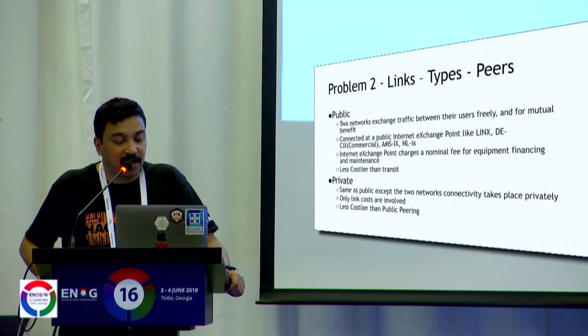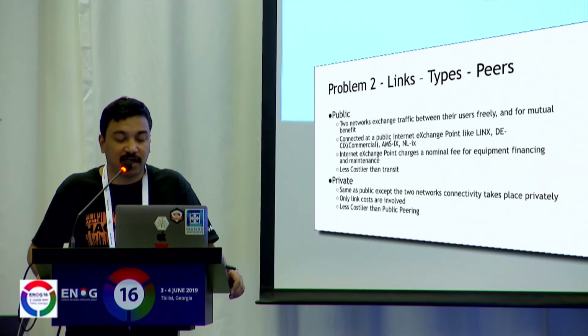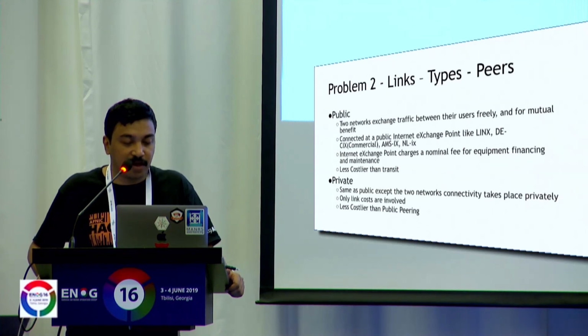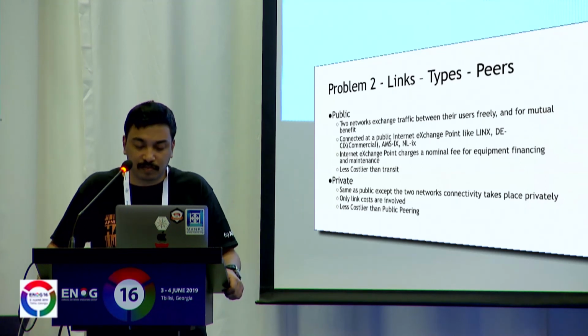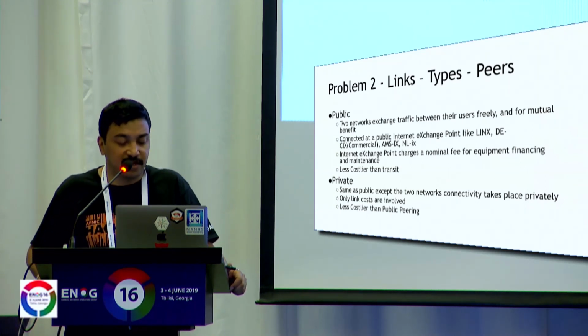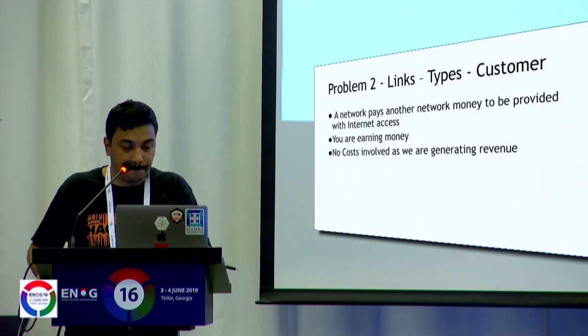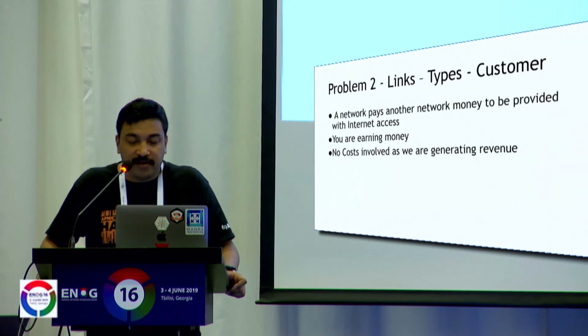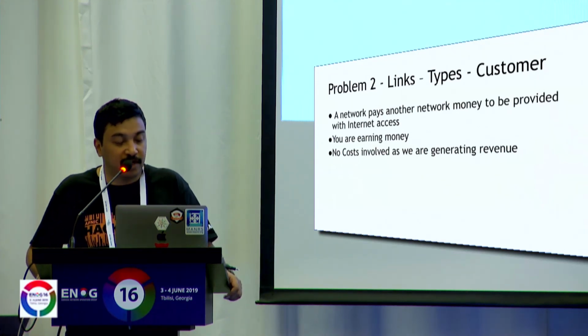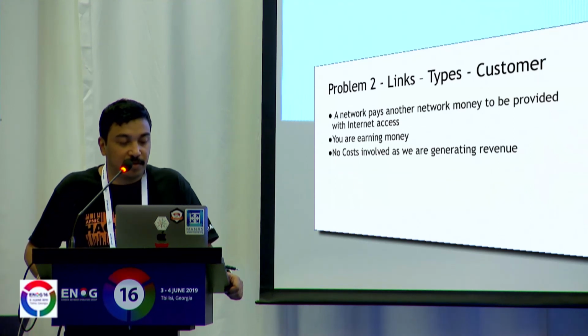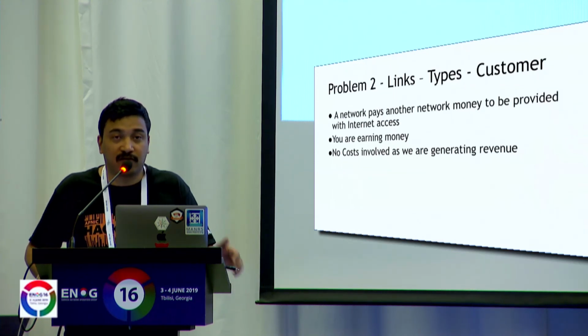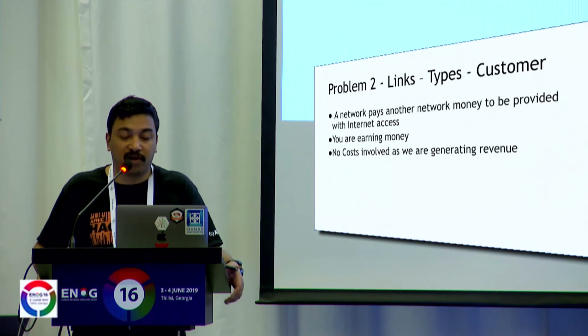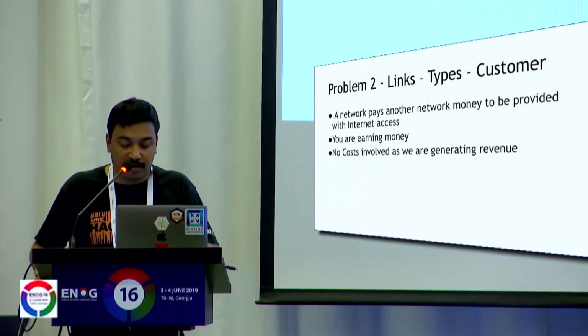Private peering is the same as public, except only two specific networks connect with each other, and it takes place privately, so only the link costs are involved. It is much less costly than public peering, depending on the geographical location and the type of connectivity you need. Then there are customer links. A network pays another network money to be provided with internet access. So when you are connecting your customers to your router, you are actually earning money. There is no cost involved for yourself, as you are generating your own revenue from connecting new customers to your endpoints.